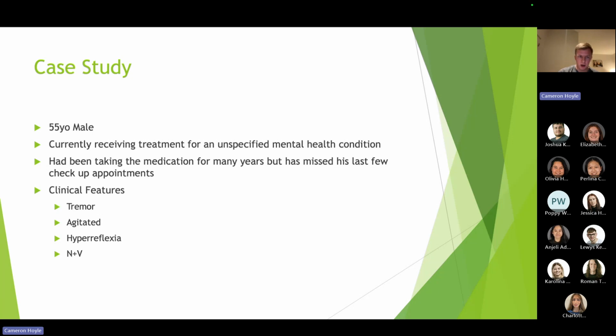So moving swiftly on, we've got another case study, a 55-year-old male this time. He's been receiving treatment for an unspecified mental health condition. Been taking the medication for years, but he's missed his last few checkup appointments. He's got a bit of a tremor, quite agitated, and you note on examination that he's got hyperreflexia. Any thoughts on what this one's pointing towards?